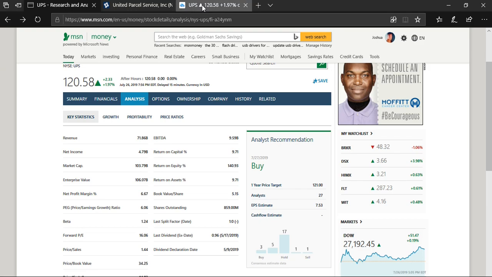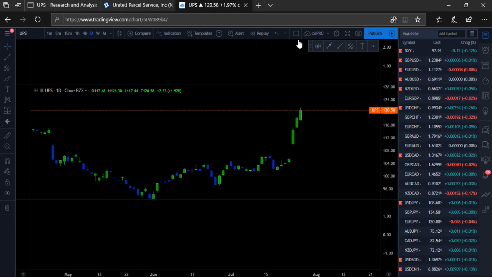Going to UPS stock. This is UPS. All right, UPS made a jump from 105.12 up to 120.58. All right, awesome move, an awesome 4-day move. Had a little gap up there. Gaps mean nothing to me in stocks. It doesn't matter whether they gap up or gap down. It means absolutely nothing to me. All right.